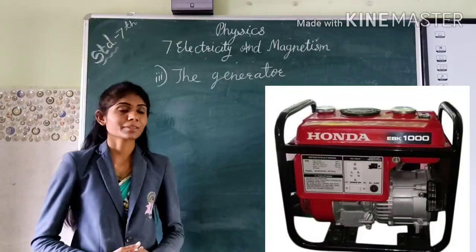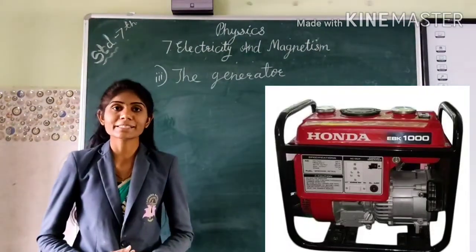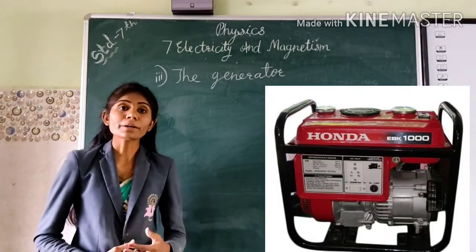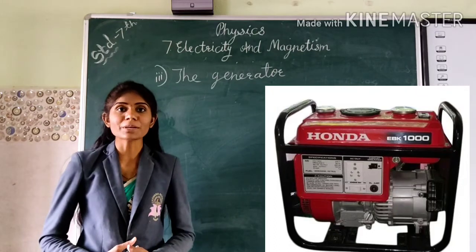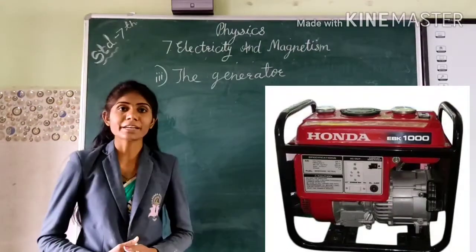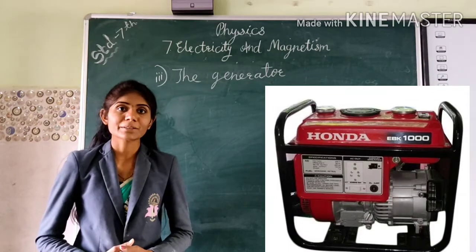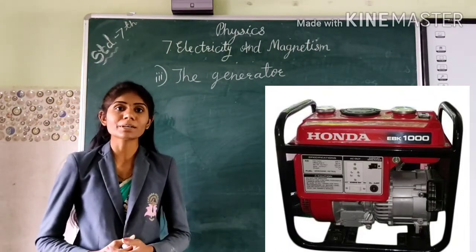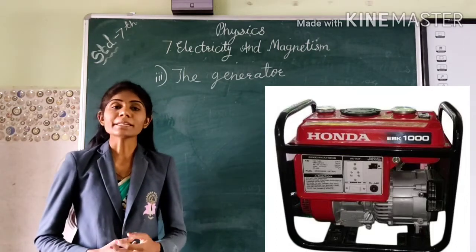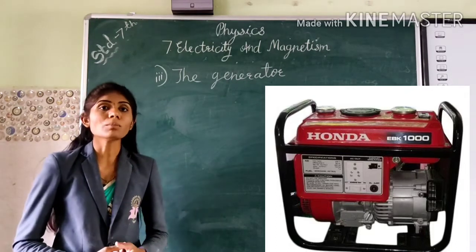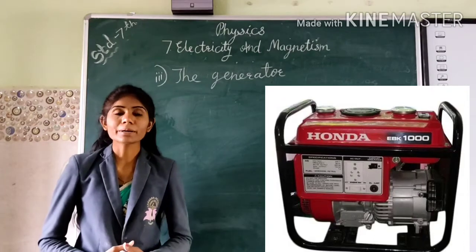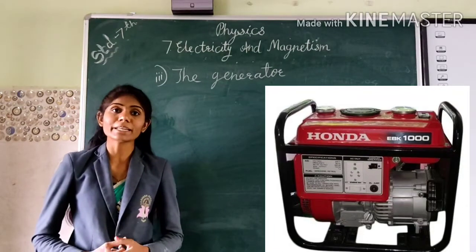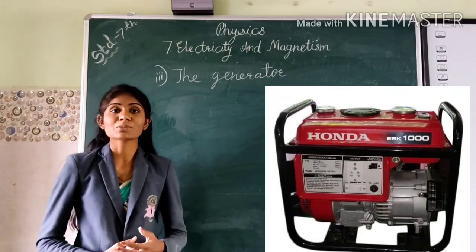The generator. It is a source of electricity. Whenever there is a power failure or shortage of power, we can use the generator to get electricity. In the generator, mechanical energy is converted into electrical energy, and it can solve the difficulty of power shortage or failure. So this is a useful source when we cannot get electricity from the main source.